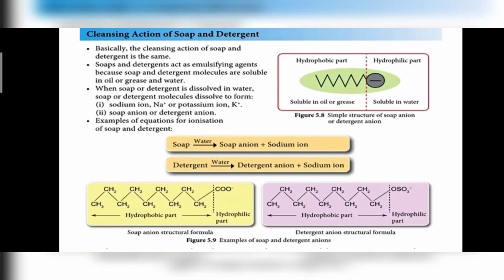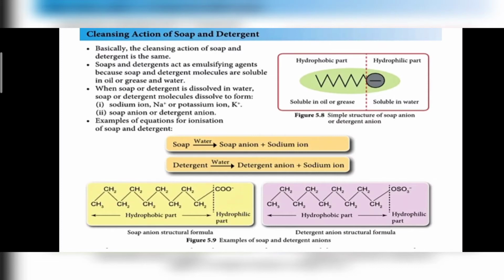Okay, now we go to cleansing actions of soap and detergent. So basically the cleansing actions of soap and detergent is the same. Soap and detergent act as emulsifying agent. Emulsifying agent means dia akan break down the lipid or the oil molecule into a small droplet, so that the total surface area will increase. So that the actions of soap and detergent will increase also.